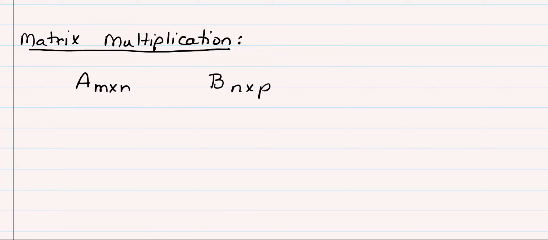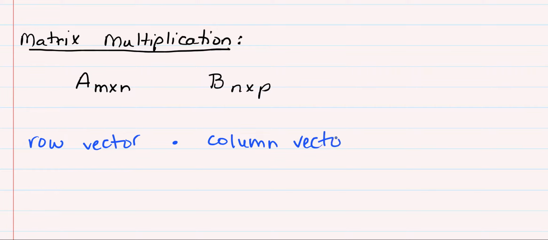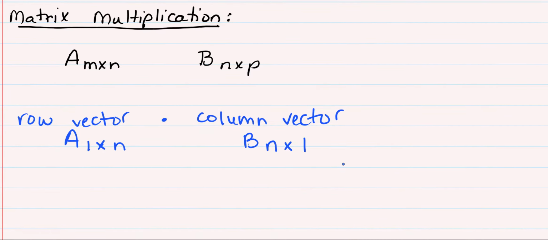So to start, let's say you have a row vector times a column vector. Let's say your row vector is A, 1 by n, and your column vector is n by 1. And you want to multiply these two matrices.